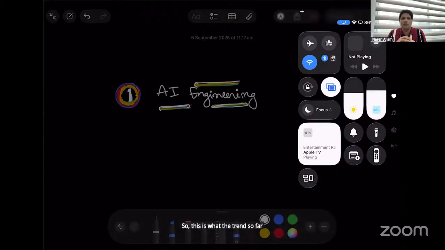And since 2020, 21, suddenly we got a moment called the ChatGPT moment. Everybody is talking about ChatGPT doing so many things. ChatGPT is going to replace the jobs. And if it is doing all the jobs, what is our job? Okay, so these are the things.